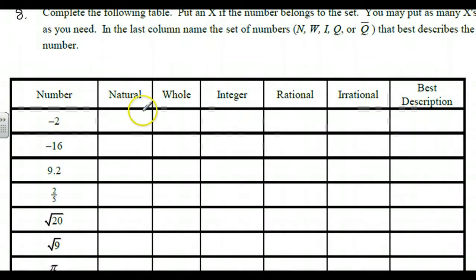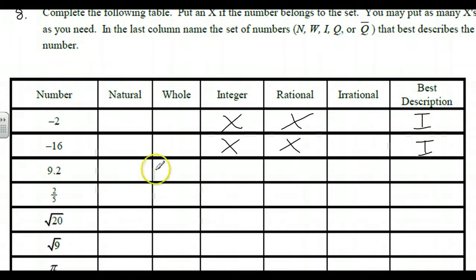So -2, not natural, not whole, it's an integer. All integers are rational. You can't be both rational and irrational. The best description is that it's an integer. -16, all right, same deal, integer. All integers are rational. Anything natural, then you start moving up the sets. If it's natural, then it's whole, then it's an integer, then it's rational, and so on. Best description for this is an integer.